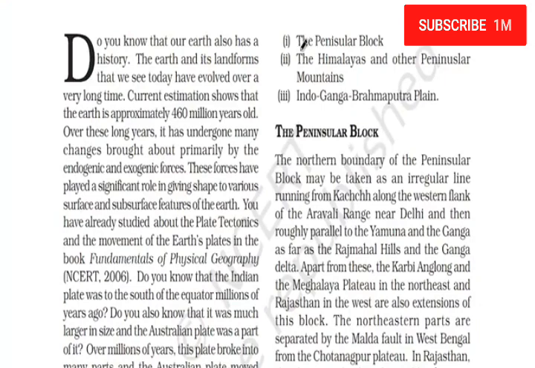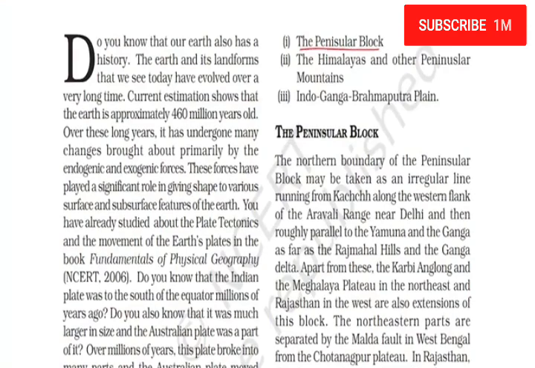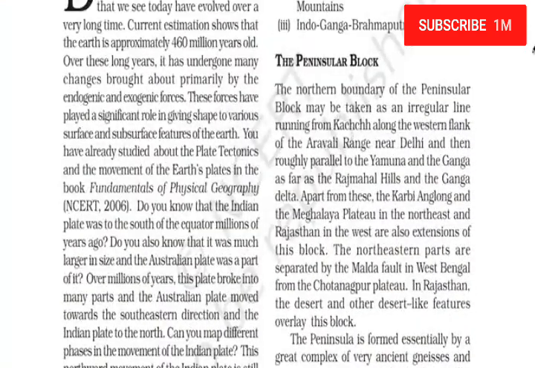Now let us see the first important aspect, that is the peninsular block. As I have told you, the peninsular block in the north actually starts from the Aravalli range near Delhi, and then they roughly move parallel to Yamuna and Ganga river, and then they reach Rajmahal hills, correct? And then you have a Malda gap. I showed you how they turn at the Malda gap. Apart from this, we usually have the Karbi Anglong or the Meghalaya plateau in the northeast, and Rajasthan in the west are also extensions of this block.